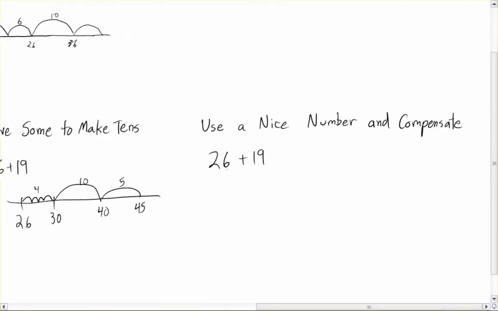A fourth way to think about it is to use a nice number and compensate. So here, instead of adding 19, maybe I'll think about adding 20. 26 plus 20 is 46. Well, that's one more than I need, so I'll just go down to 45.